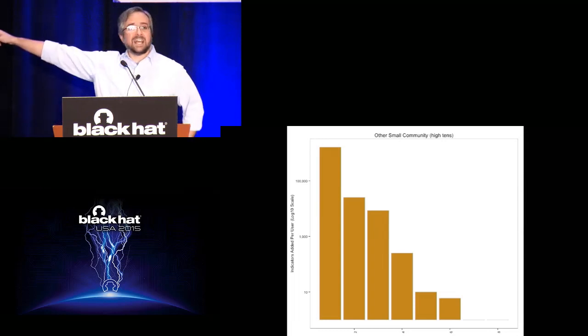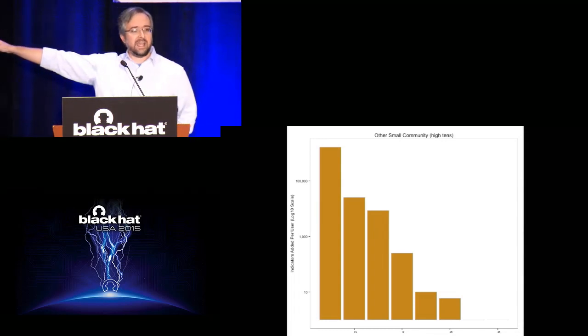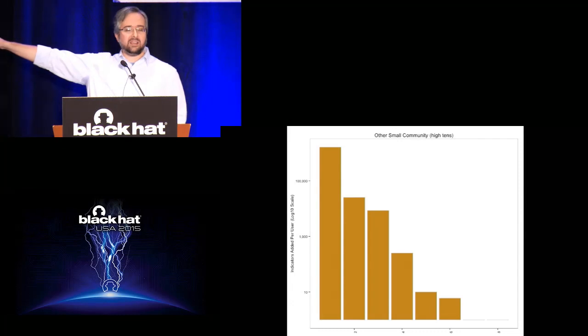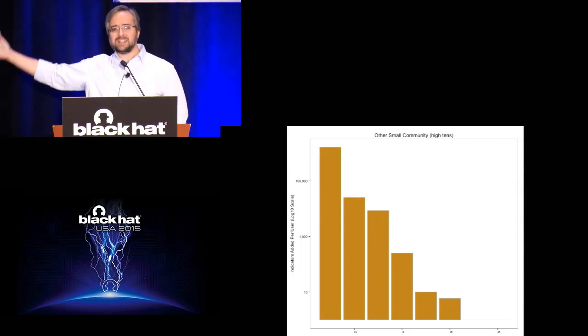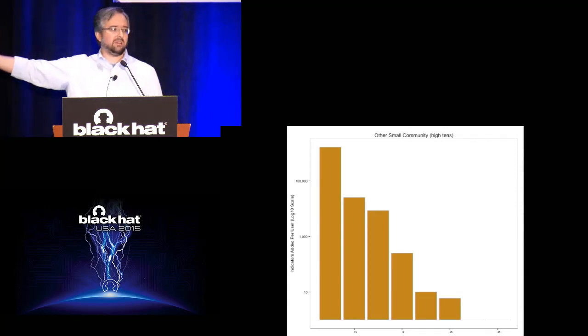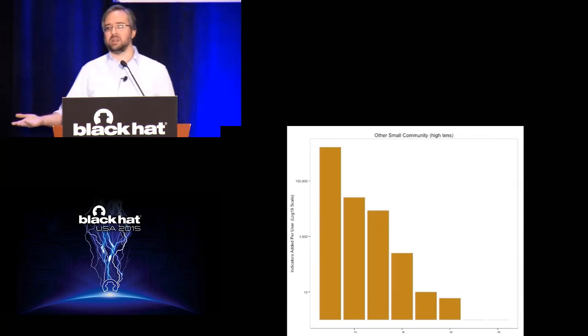And this is a log axis. So the first guy had like 1,700,000 indicators that they shared, right? The second one was more on the 20,000 or something like that. That's a log graph. It's really disproportional, right?